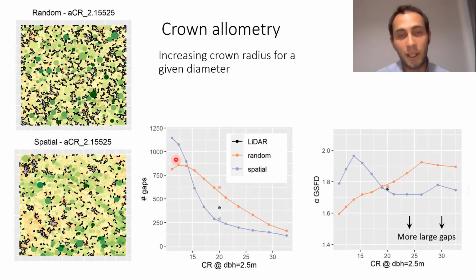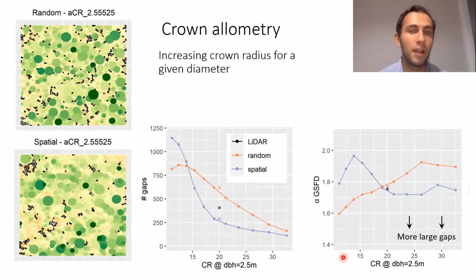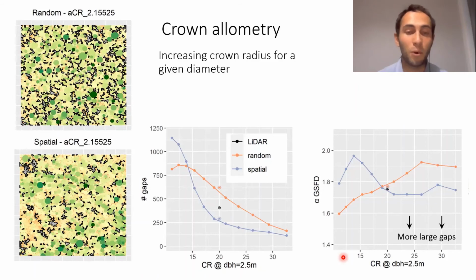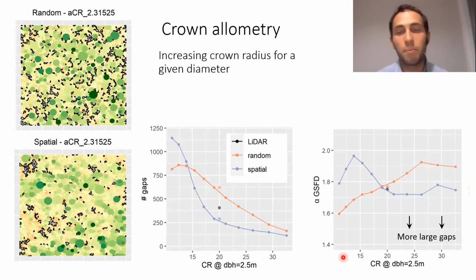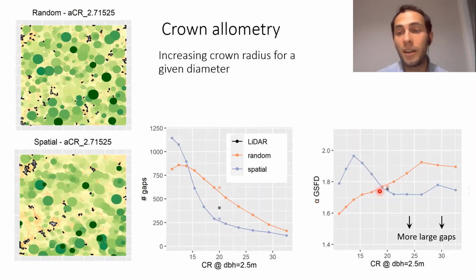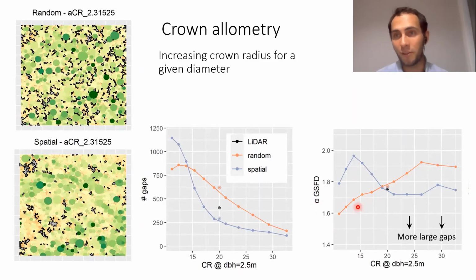And what we see essentially is that the number of gaps decreases as you increase crown radius. So that's to be expected because the crowns essentially take up more of the space. But actually, if you look at the alpha, we have some really interesting things going on here in that our simulations, our forest models go in different directions.